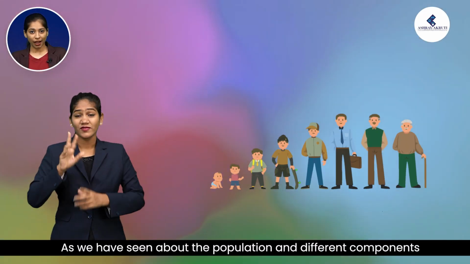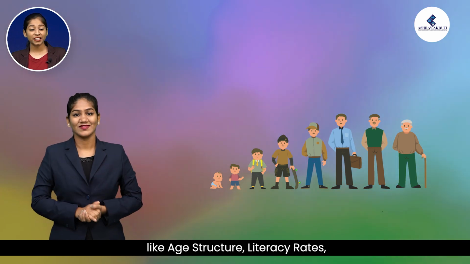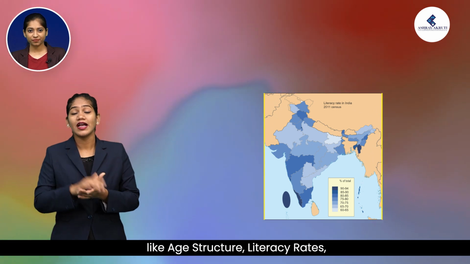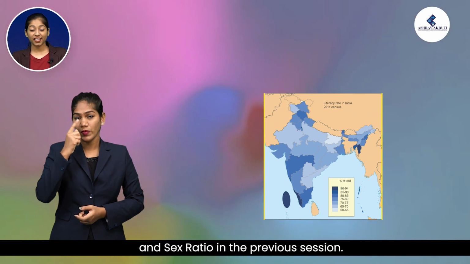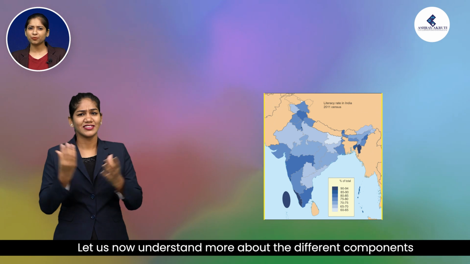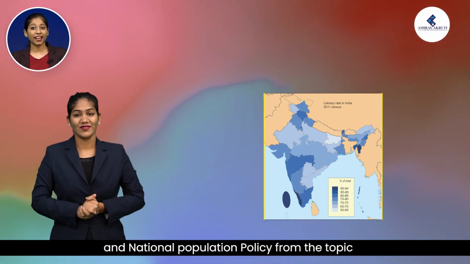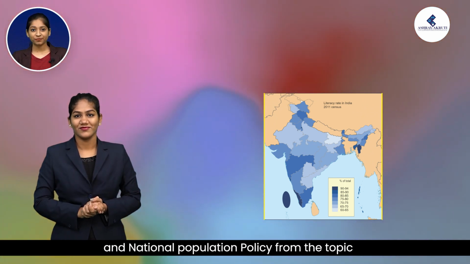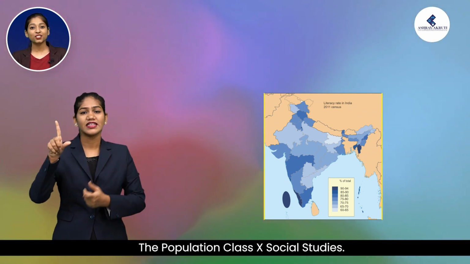As we have seen about the population and different components like age structure, literacy rates, and sex ratio in the previous session, let us now understand more about the different components and national population policy from the topic the population, class 10th, social studies.